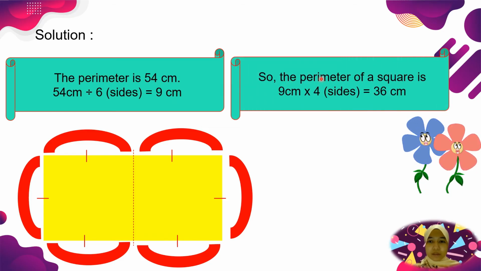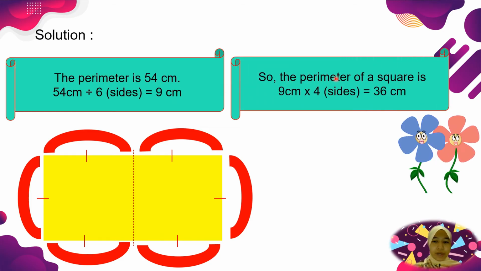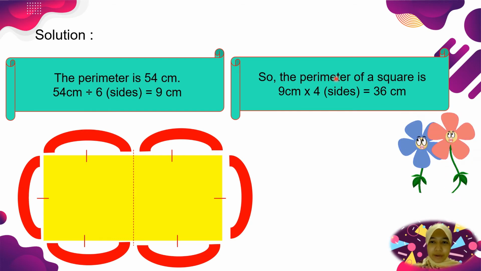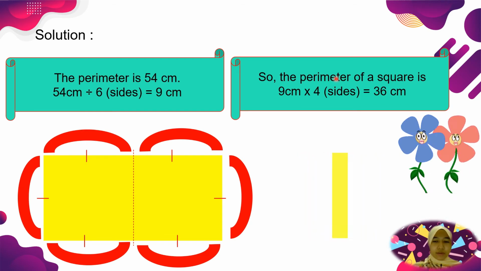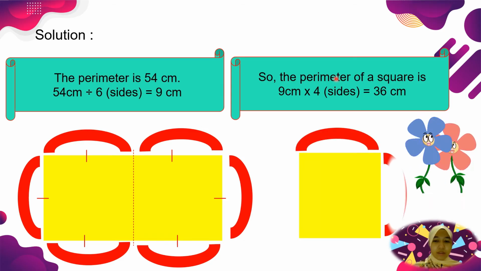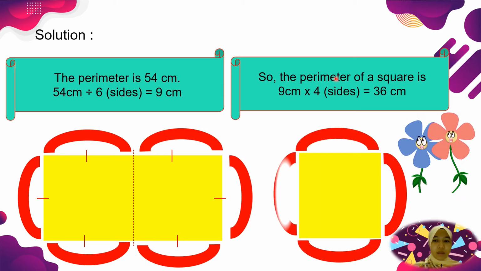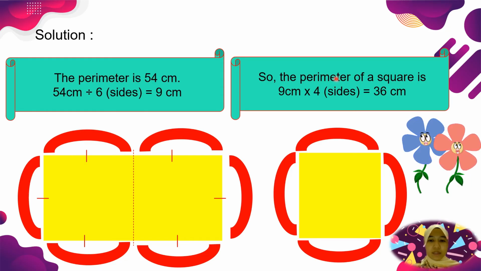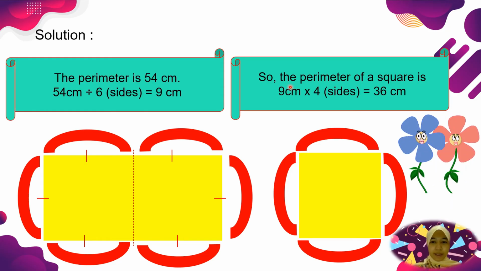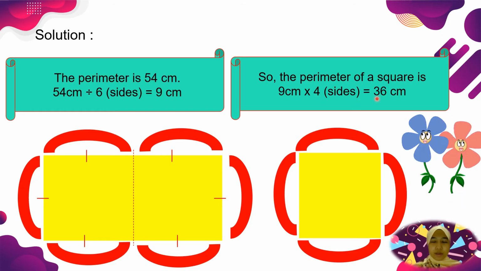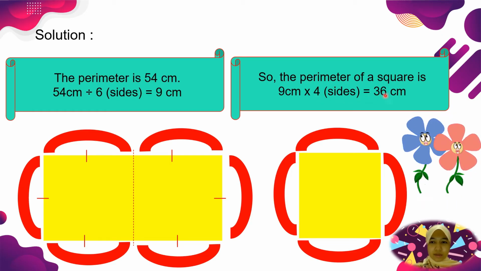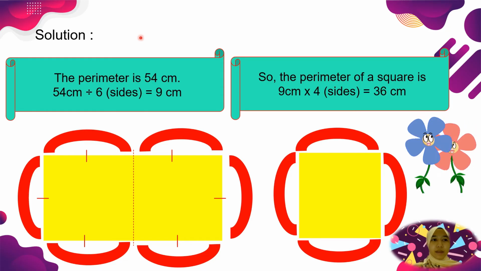So what is the perimeter of a square? How many sides are in a square? 1, 2, 3, 4. Yes, 4. So we can multiply 9 cm times 4. So the answer is 36 cm.